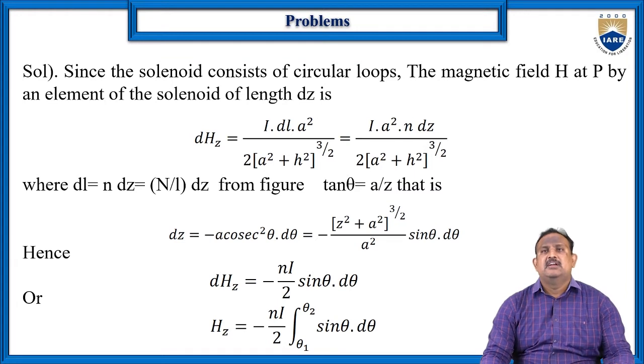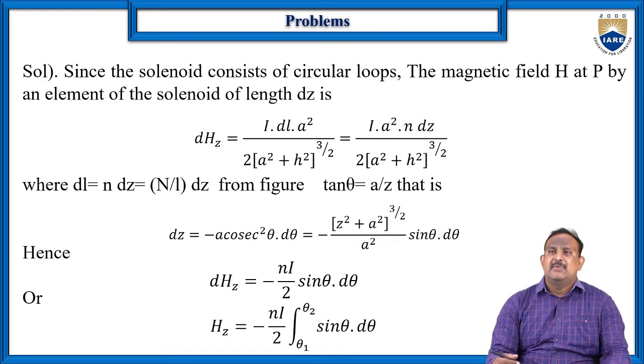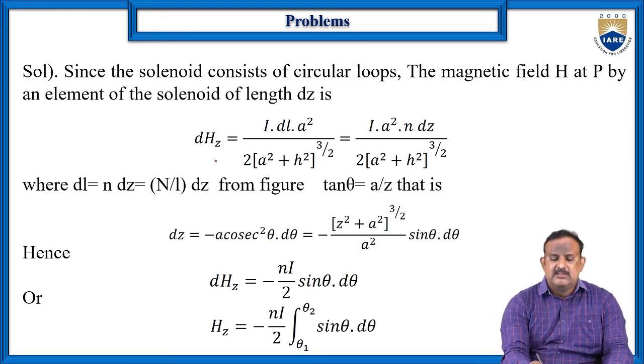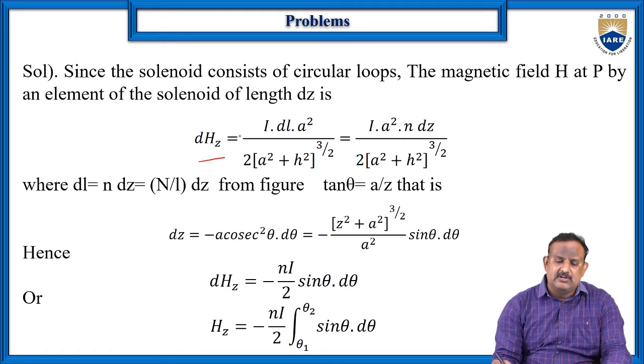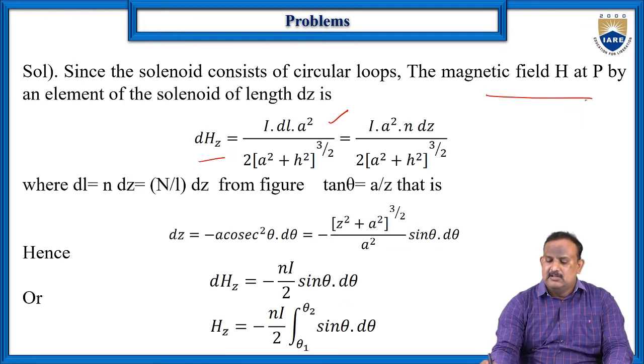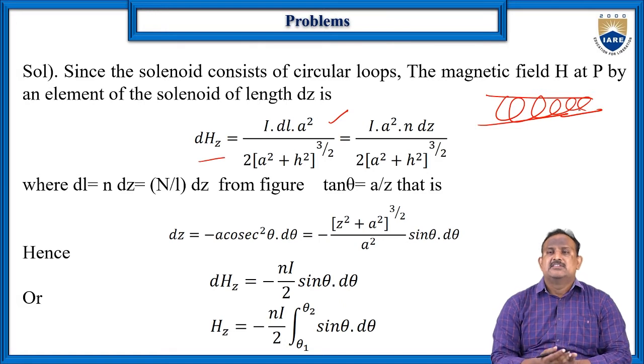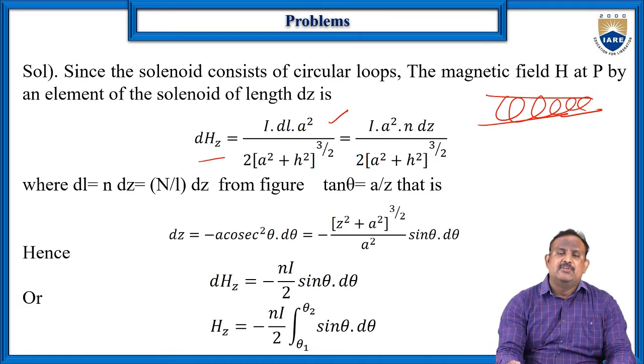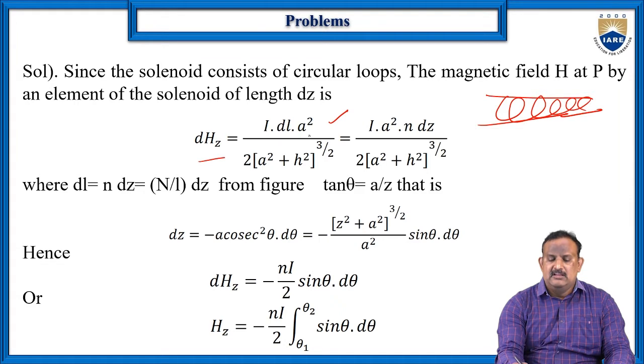Since the solenoid consists of circular loops, the magnetic field H at point P by an element of the solenoid of length dz is given by dH_z, a differential magnetic field. The solenoid is having circular loops, so directly we can write the magnetic field intensity formula dH_z equals I dl a square by 2 into (a square plus h square) whole power 3 by 2.